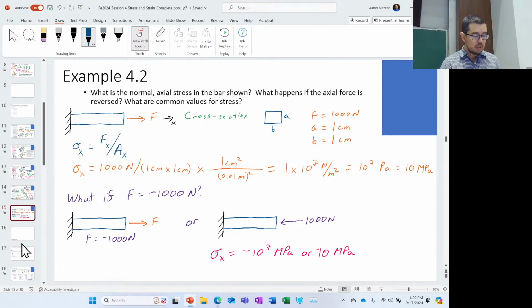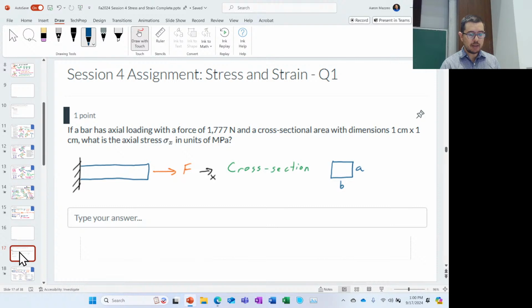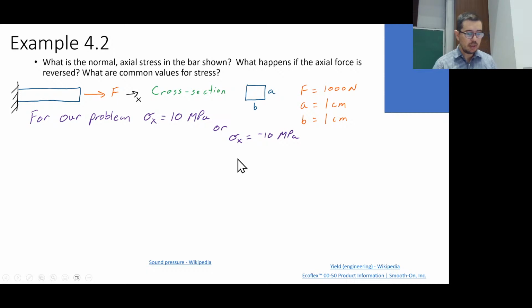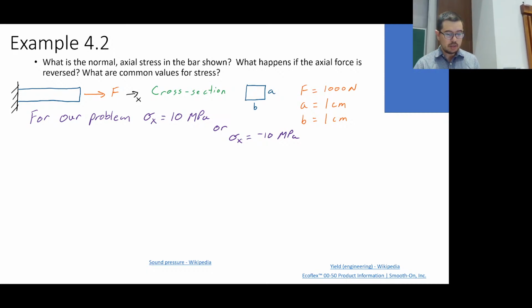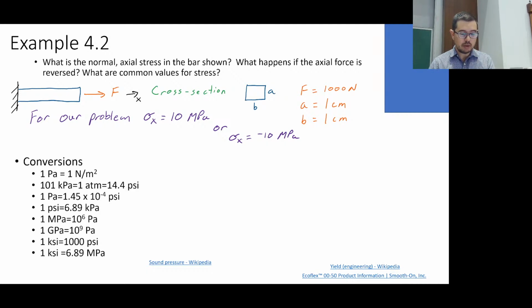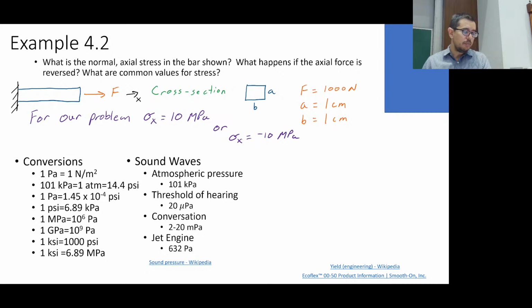So there's a question in the homework about this. It's pretty straightforward, but it gives everyone a chance to get there. There's another question. Example 2, 4.2 is just what happens if it's reversed. So we did that already.